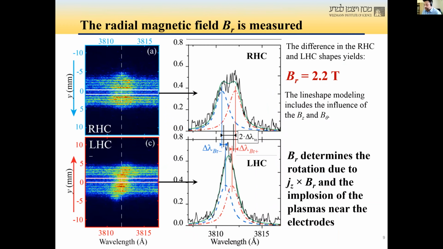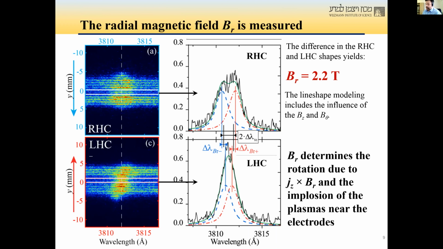And this is recorded. BR, the radial component of the magnetic field due to the field curvature, is measured for the first time. The spectral recording on the left shows a chordally integrated emission of the oxygen 6 line at 3,811 angstrom.